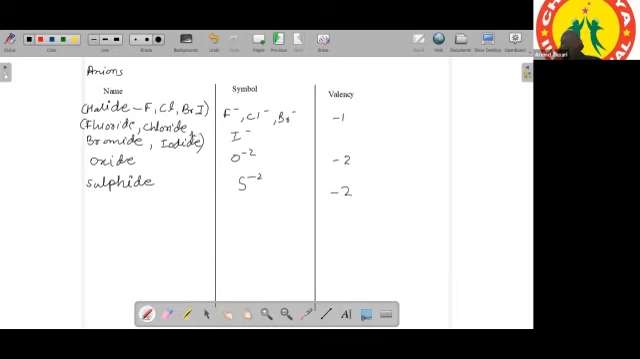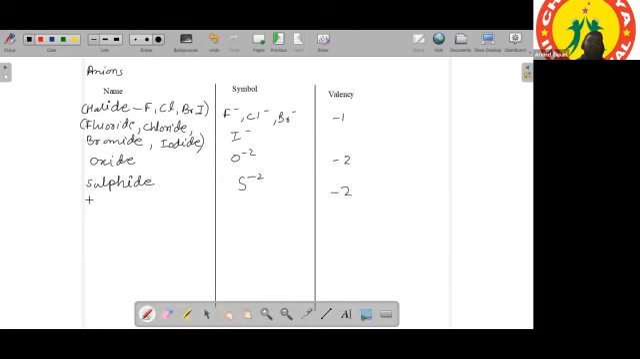Fluorine, chlorine, bromine, iodine are made up of individual atoms, and these are the only ones which make monovalent ions. If you observe the others with a single atom, they are either divalent or trivalent. Okay. So oxide, sulfide, they have -2.